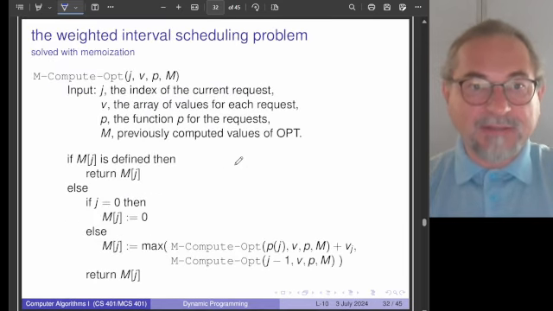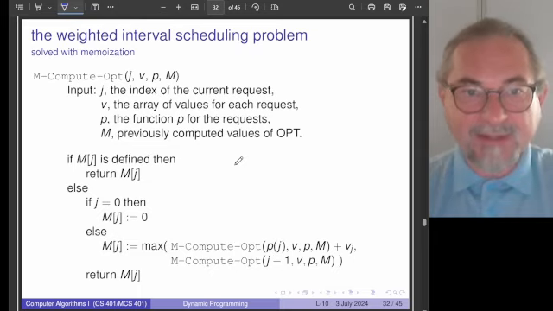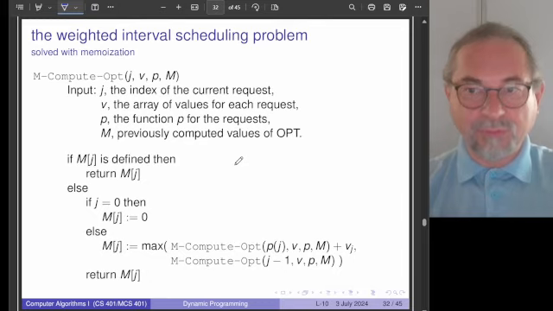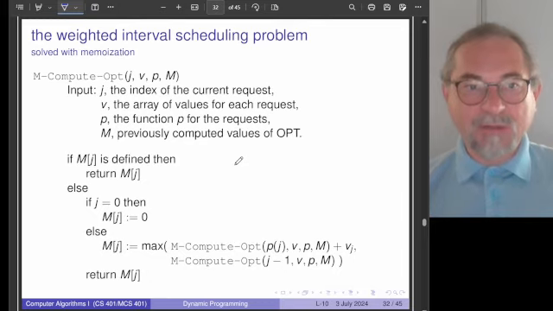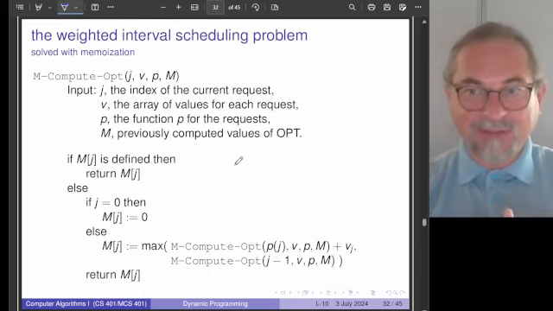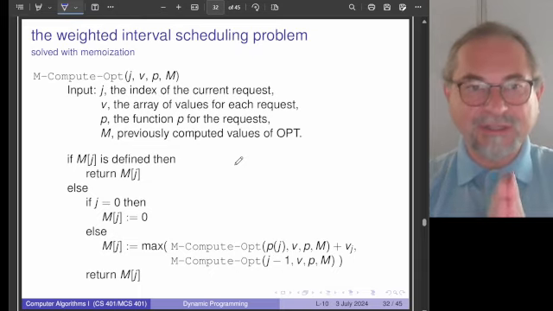Okay, so let's look again at the weighted interval scheduling problem. That was a problem where we had a set of requests, each with start time, finish time, and value, and we wanted to compute a set of non-overlapping intervals so that the sum of the values was maximum. So we do this recursively, or if you prove the mathematical correctness, by induction on the job index j.